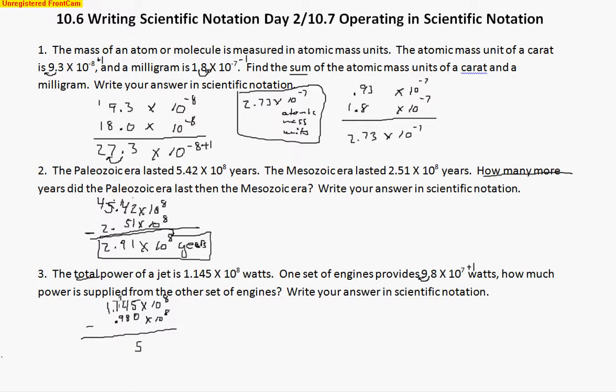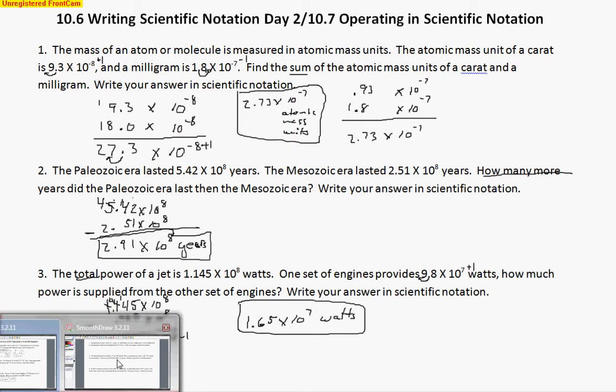I have to borrow a little bit, and this becomes a 10, and then I'm ready to do the subtraction. So I end up with a 1, and this makes a 6. So 0.165 times 10 to the 8th. And so in this case, I need to go ahead and move that decimal point over to the right one space. That means I'm making it bigger. That means I need to make this one smaller by dividing it by 10. And so I end up with 1.65 times 10 to the 7th power. And watts was the units in this case.